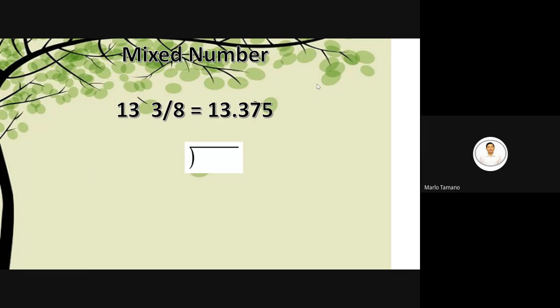Ang i-divide na lang po natin dito ay yung fraction or yung fractional part. The whole number, which is 13, we do not divide anymore. So 3 divided by 8 po ang ating ano. Again, mixed number to decimal number, and we have the terminating decimal. Terminating pa rin po yung 13.375. Now, 3 divided by 8.